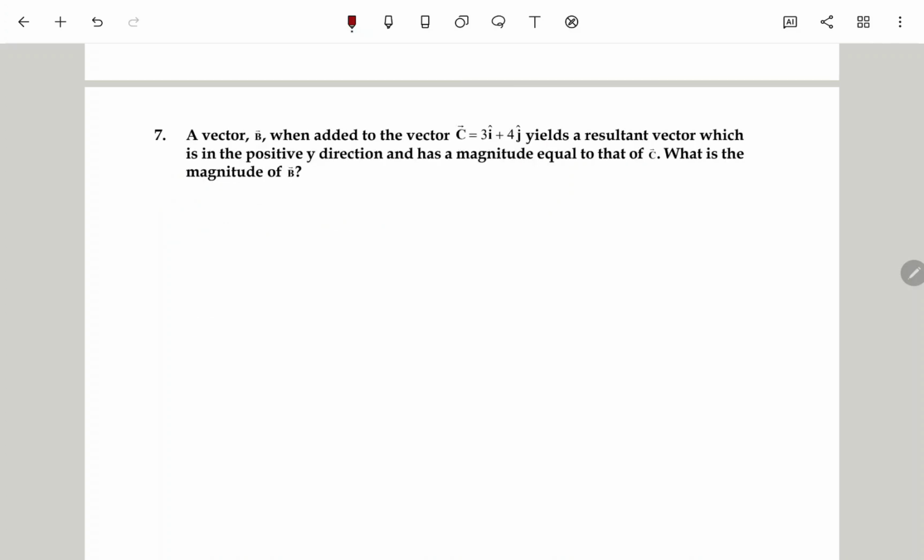A vector B, when added to vector C, yields a resultant vector which is in the positive y direction and has a magnitude equal to that of C. Now, what is the magnitude of vector B? Vector B, when added to vector C, the resultant vector is vector A, and the magnitude of vector A, as mentioned in the question, is equal to the magnitude of vector C.